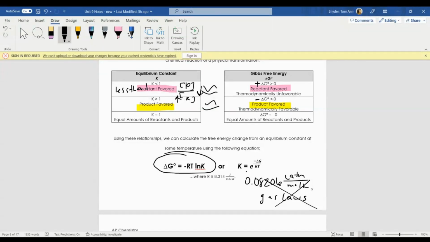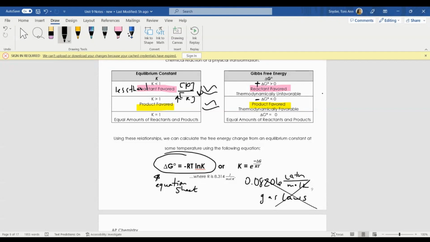This is the same exact equation. However, this is just rearranged. So in this case, it's solving for delta G. In this case, it's solving for K. Either way, it's the same exact equation. You do not have to memorize this. This equation is going to be on your equation sheet that's given to you on the exam. So if I know the Gibbs free energy, I can calculate the equilibrium constant. And if I know the equilibrium constant, I can calculate the delta G value. So I'm bringing equilibrium into this now as well.